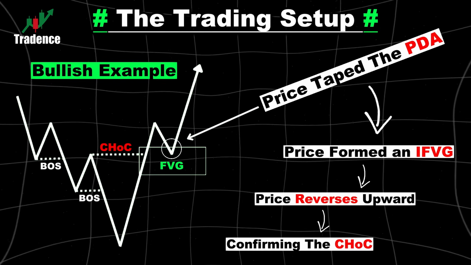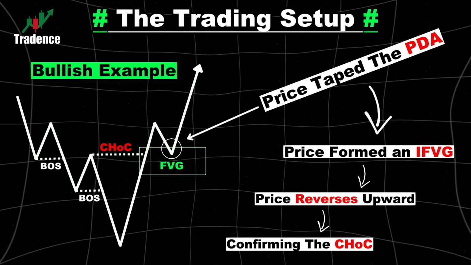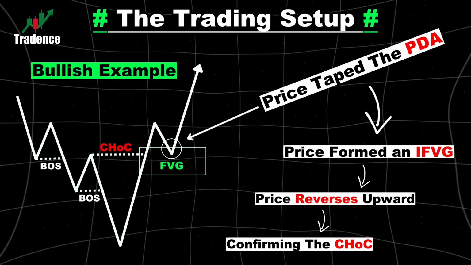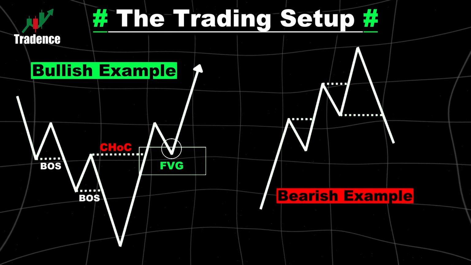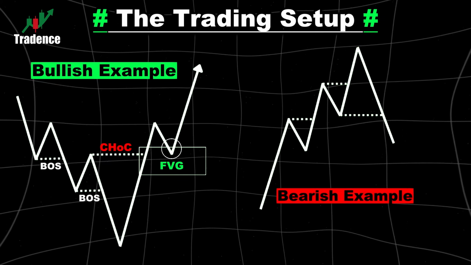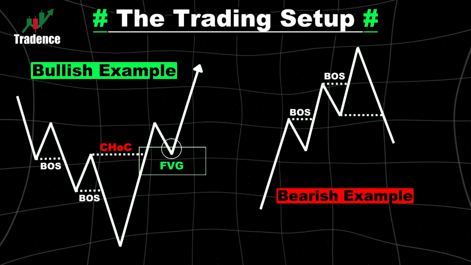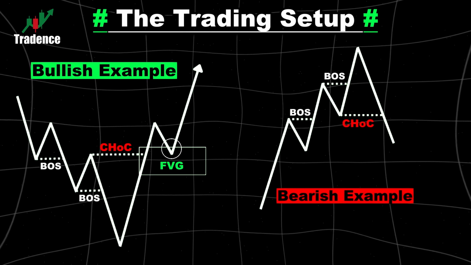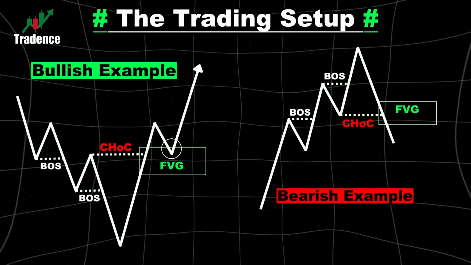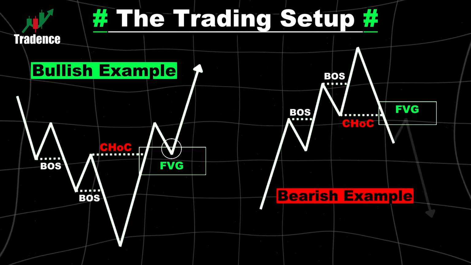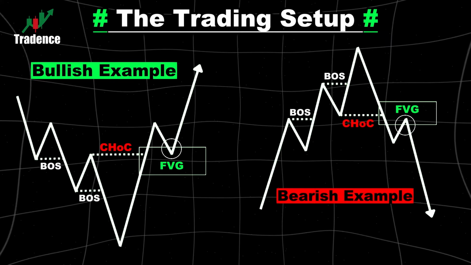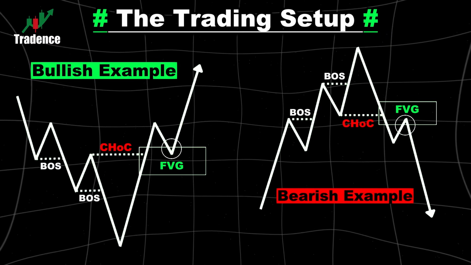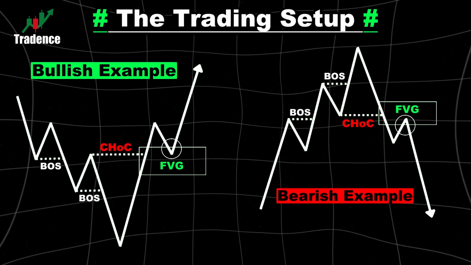Of course, it's not as simple as it sounds. Several key criteria must be met before this setup is considered valid. In a bearish scenario, the same logic applies, but in reverse. The setup occurs when price forms a bearish change of character, with inefficiency during a strong uptrend, then taps into a bearish classic fair value gap, signaling a potential shift from bullish momentum to bearish pressure.